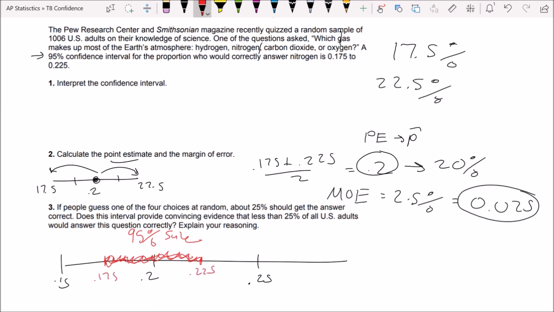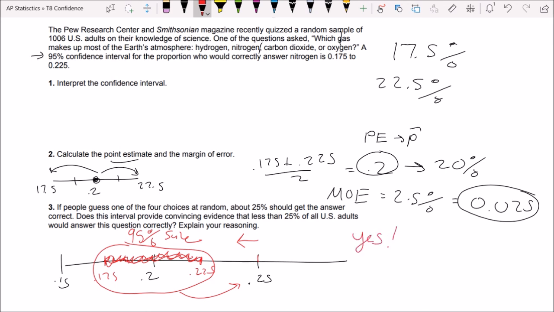And so when this question asks you, do you have convincing evidence that less than 25% of U.S. adults would answer correctly? So basically, do you feel really strongly that the true proportion is less than 0.25? Heck yes. We're 95% sure that it's in this range. And really what we're looking for, this range does not overlap, not even close, with 0.25. So yes, that is convincing evidence.